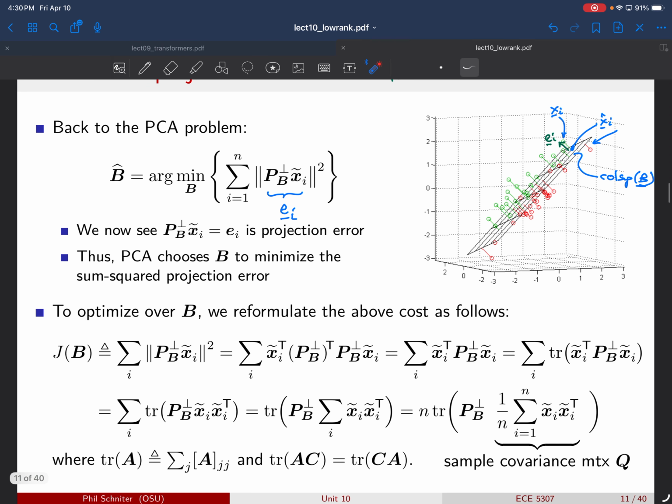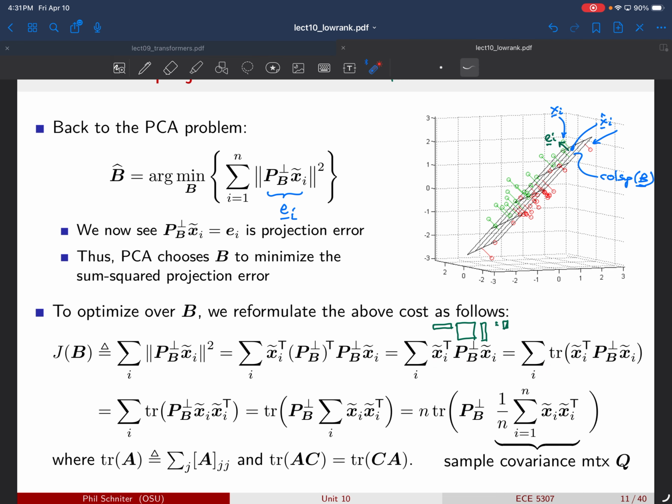And now, as I think we've done before in this class, we can start playing games with the trace. If you remember, the trace of a matrix is the sum of the diagonal elements in the matrix. So this matrix here is actually just a scalar. We have a row vector times a square matrix times a column vector, which gives us a scalar. So the trace of a scalar is just that scalar. So basically we can sneak in the trace here without changing anything.